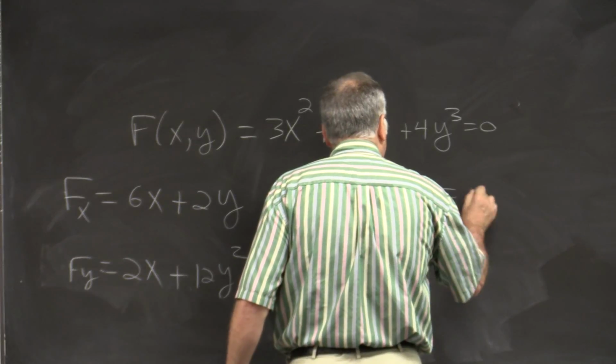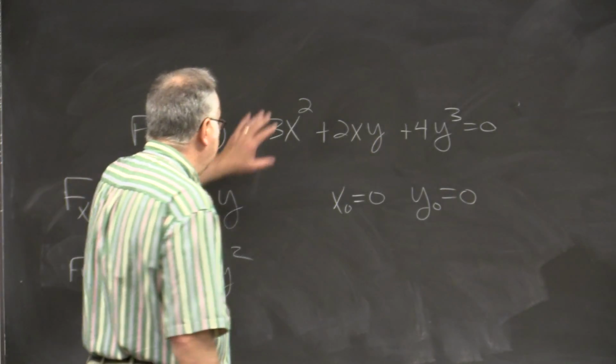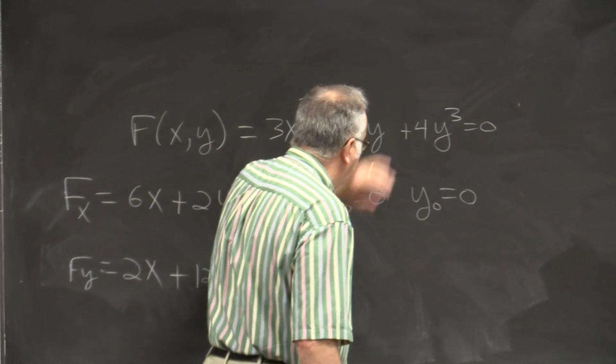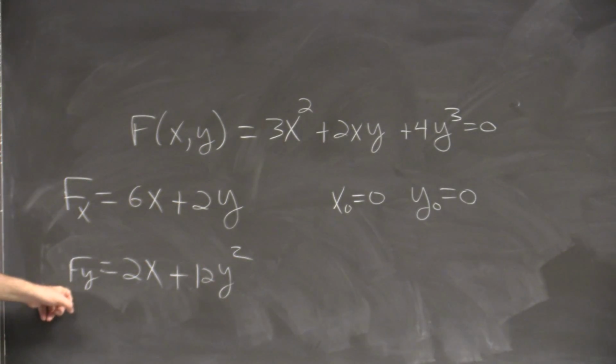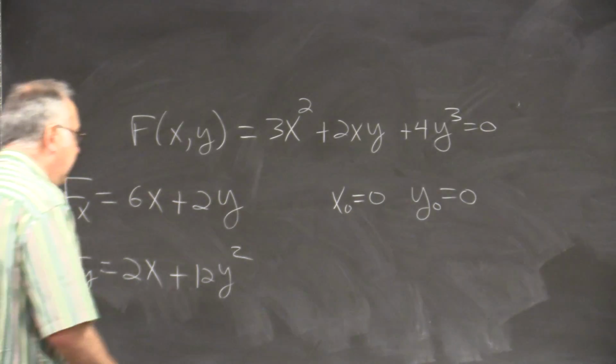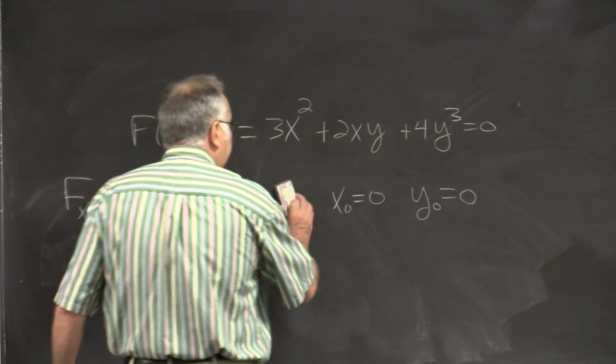This point will satisfy it, because that's 0, that's 0, that's 0. But what is f sub y there? 0. So we can't use that. So you need to find another point. You might try something like, I don't know. Anybody have any suggestions? I don't want to spend a lot of time on this.